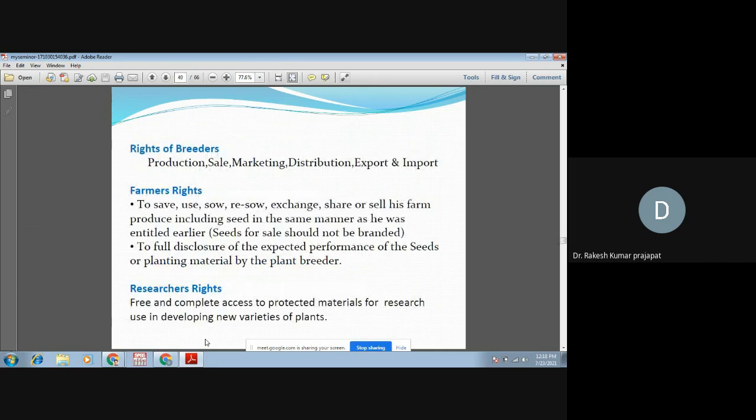What are the different rights given to breeders? For breeders: production, sale, marketing, distribution, export, import, etc. Farmers' rights: the farmer can save, use, sow, resow, exchange, share, and sell farm produce, including seed, in the same manner as he was entitled to earlier. Seed for sale should not be branded. There must be disclosure of the expected performance of the seeds or planting material by the plant breeders. Researchers' right: free and complete access to protected material for research and for developing new varieties of plants.